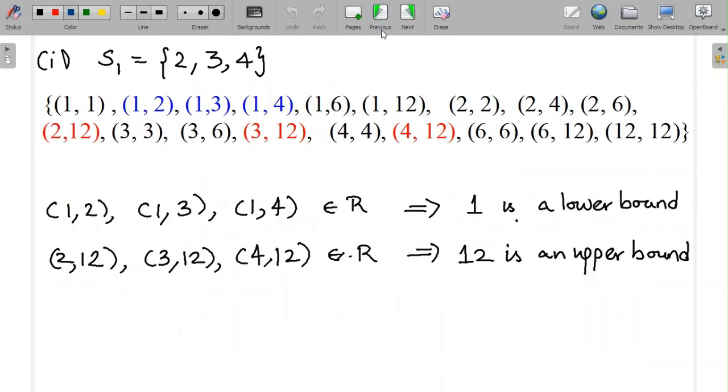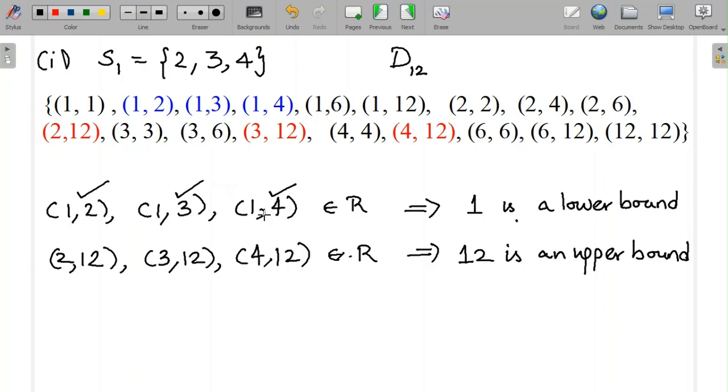Now we'll go to the problem on hand. The problem wants us to find the GLB and the LUB of the subset {2, 3, 4}. 2, 3, and 4 all belong to the given partially ordered set B12 because all of these numbers divide the number 12. Now we see that 1 is a lower bound of this subset because we have (1, 2), (1, 3), and (1, 4). 1 is always on the left of 2, 1 is on the left of 3, 1 is on the left of 4. So 1 is a lower bound.